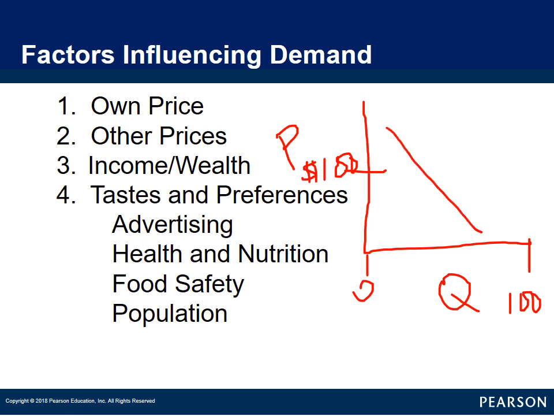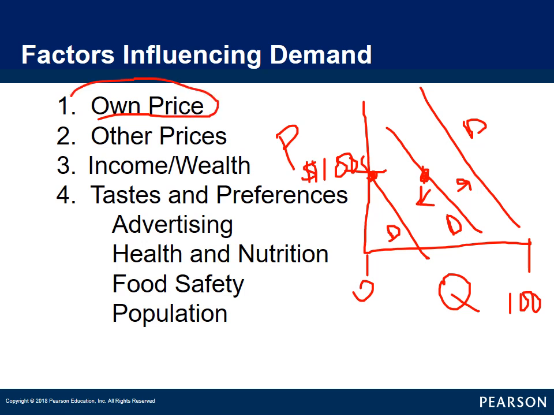So if we have this as our original demand curve and we say the demand curve shifts to the left, that means people are demanding less at the same price point. So that would not be a good thing for businesses. So there are multiple things that can cause a demand curve to shift to the right for consumers to demand more of it, or to shift to the left for consumers to demand less of it.